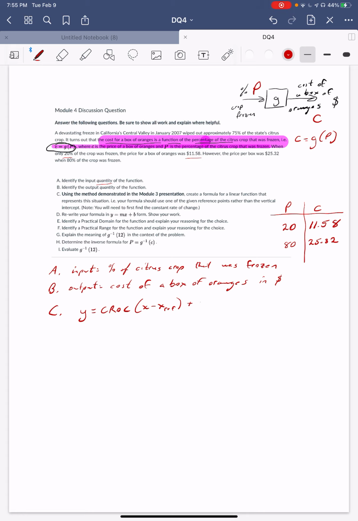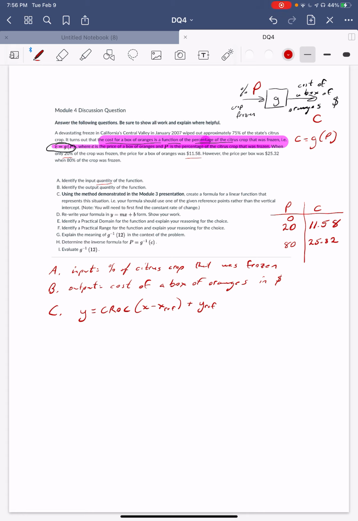Add that to where you're currently at. So in other words, I don't need to go back and find out when 0% of the crop was frozen, what is my cost? I don't need to know that in order to create this formula. I can start at P equals 20 and I can just move from there. And that's what we spent Module 3 reviewing, developing this formula here for a linear function.